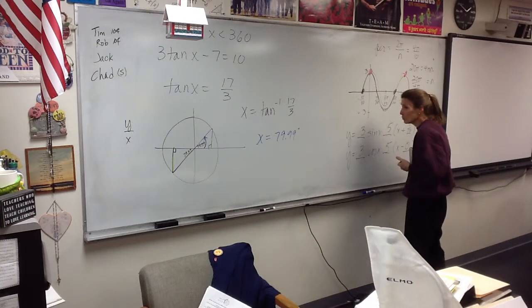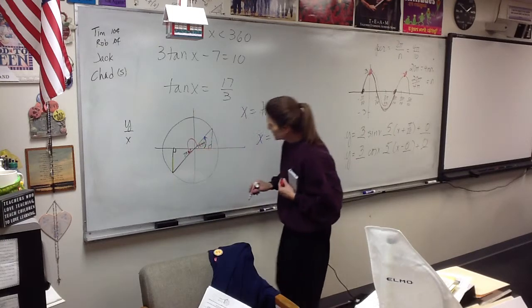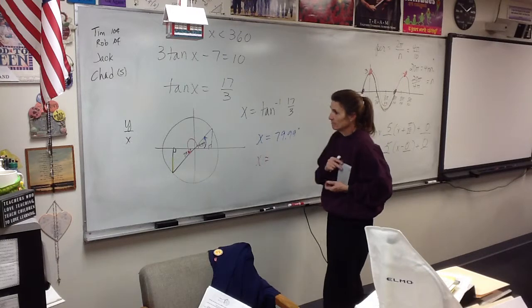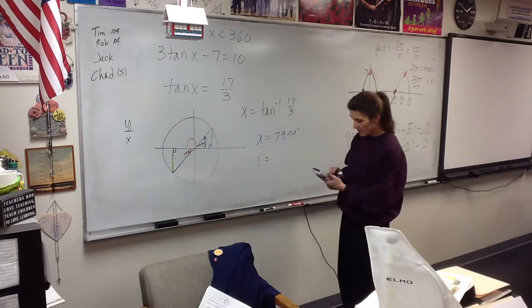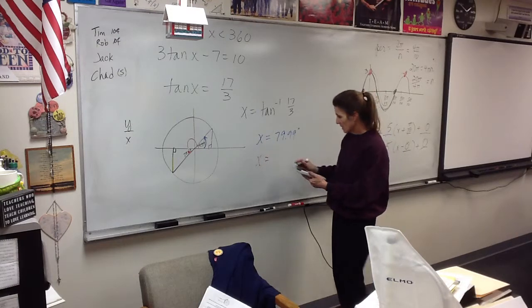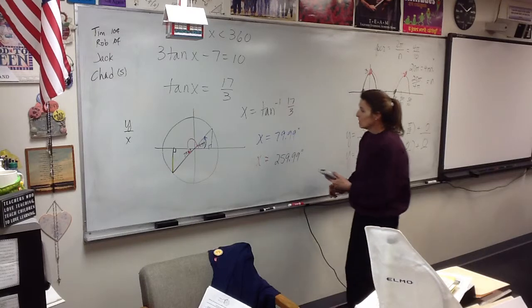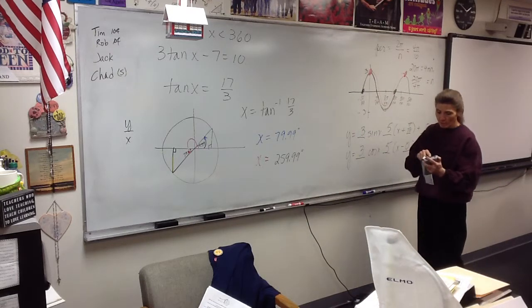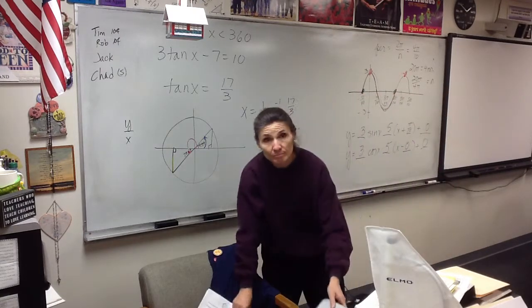In the third quadrant, that will be my red angle. In the third quadrant, that will be 180 plus 79.99, which is 259.99. So our blue angle and our red angle are the answers to that question.